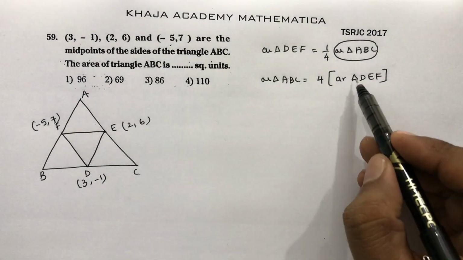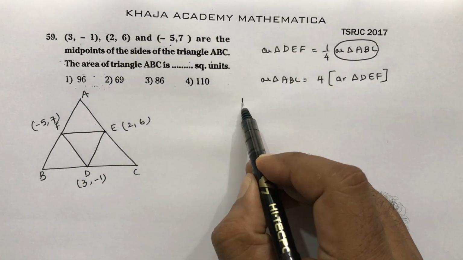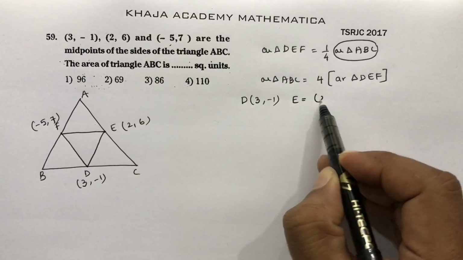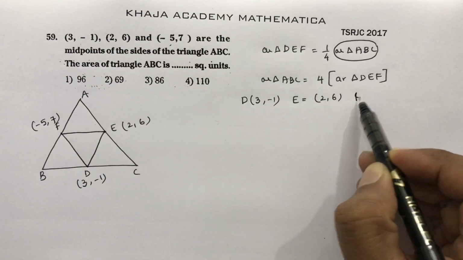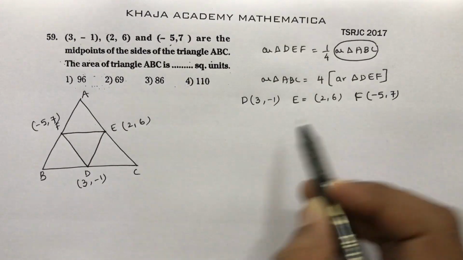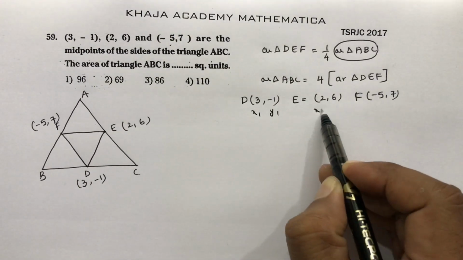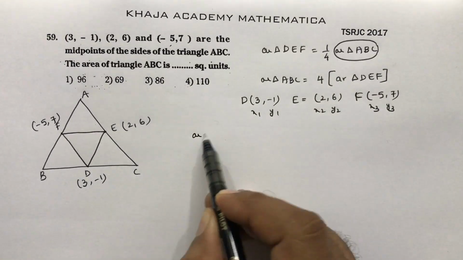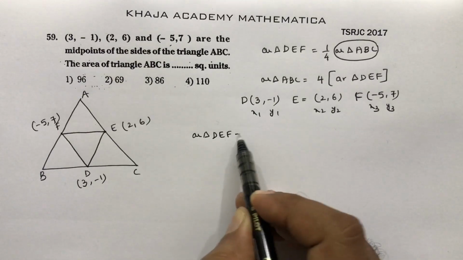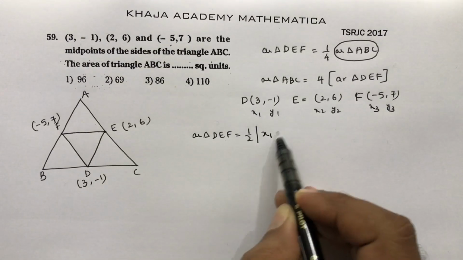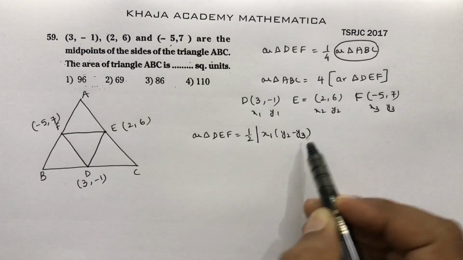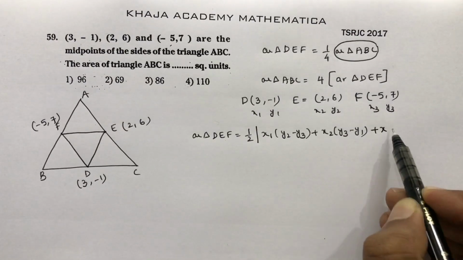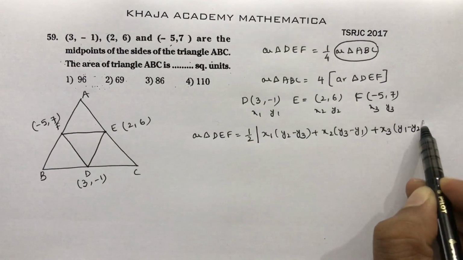Now to find the area of DEF, you can take the values. D is 3 comma minus 1, E is 2 comma 6, F is minus 5 comma 7. So you can take x1 y1, x2 y2, x3 y3. Now the area of triangle DEF is half mod x1 into (y2 minus y3) plus x2 into (y3 minus y1) plus x3 into (y1 minus y2).